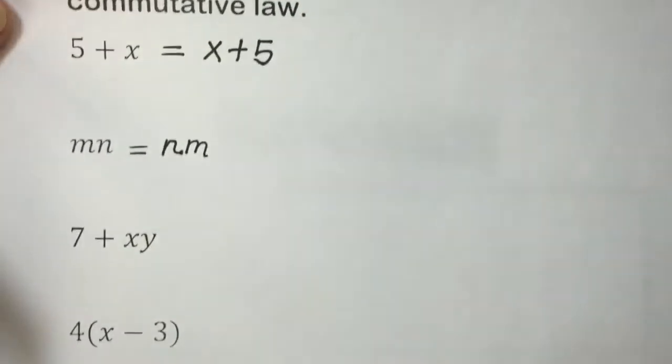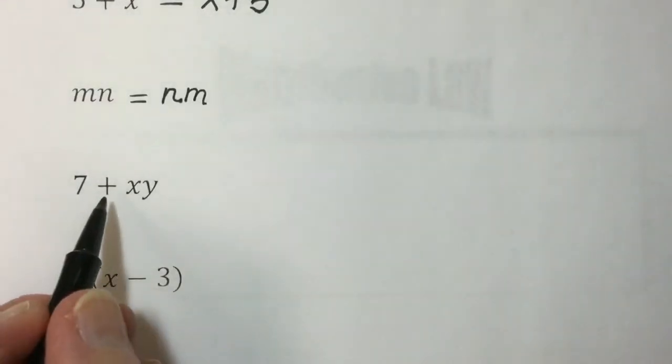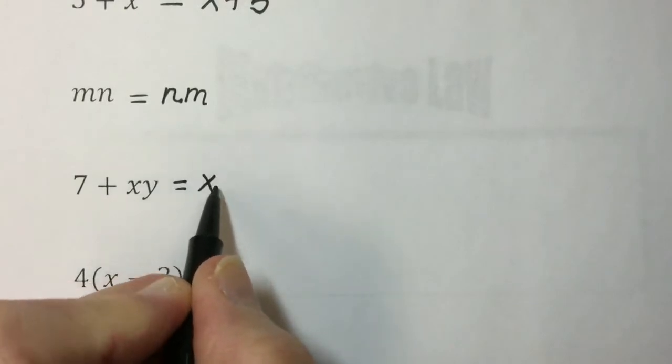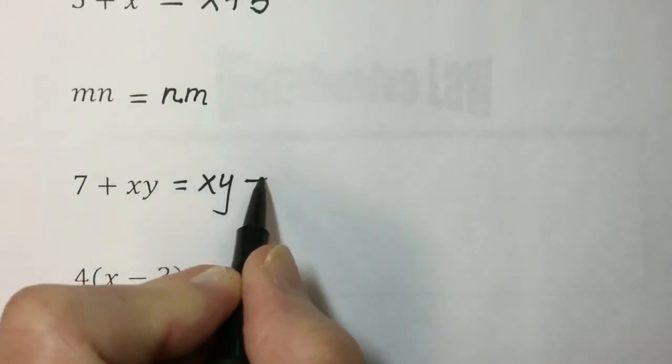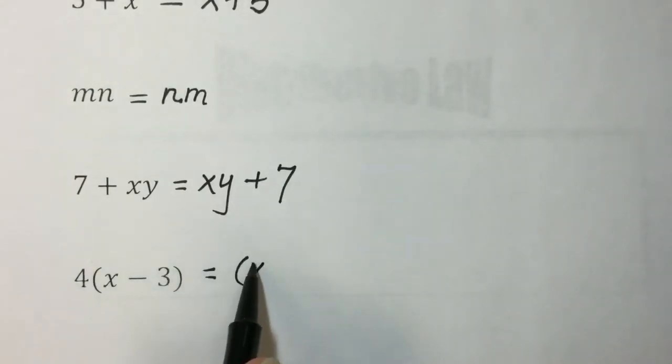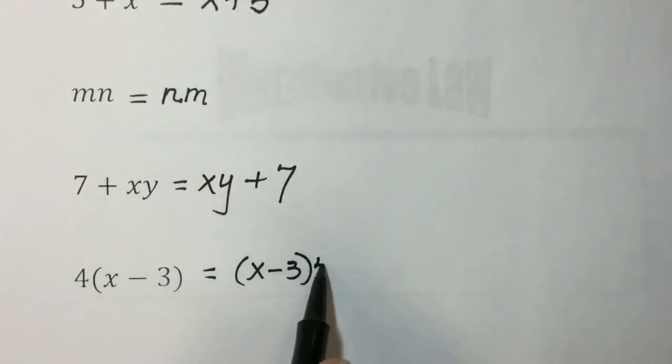In this next example, we have addition, and using the commutative property, we will put the second term first, followed by the first. And in this last one, we have multiplication of 4 times this quantity. We will put the quantity first, and then the number, using the commutative property, which gives us an equivalent expression.